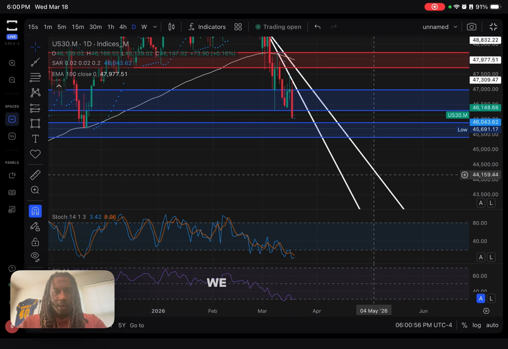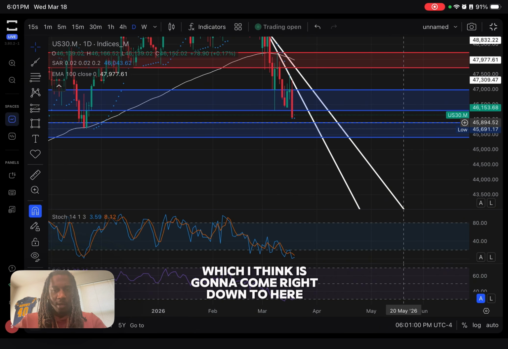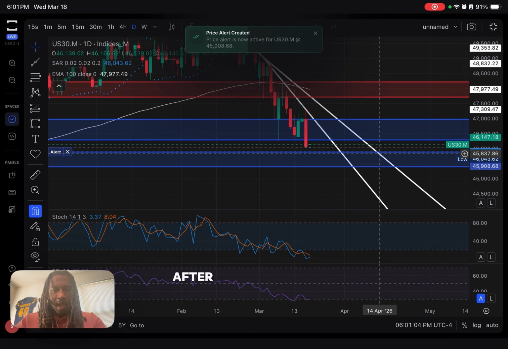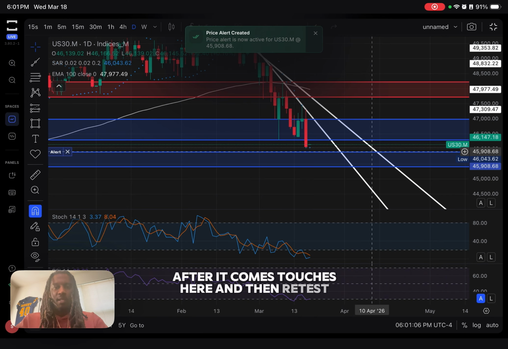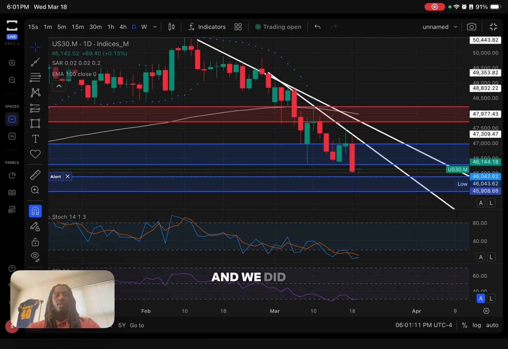So with that being said, we want to see if this is going to continue down to that second support, which I think is going to come right down to here and give us a nice touch into this support, and then a retest. But we were able to do all of this based off of just drawing up our chart, and we did a top-down analysis. So now when we're about to enter the trade, we come down from our daily to our 4 hour.